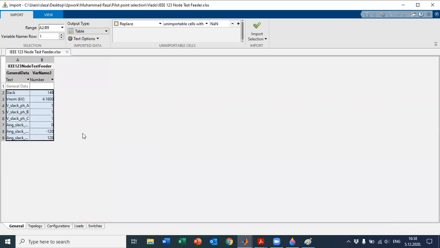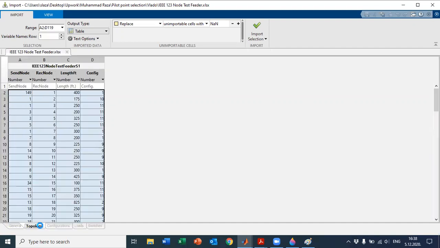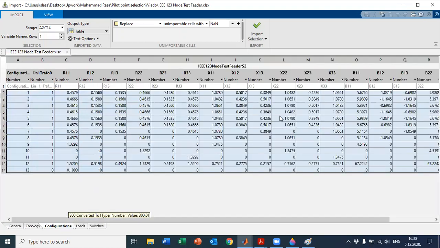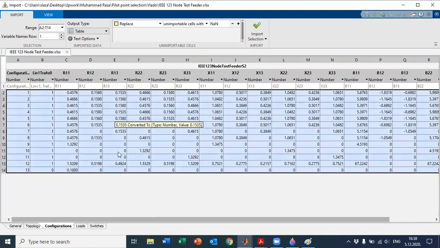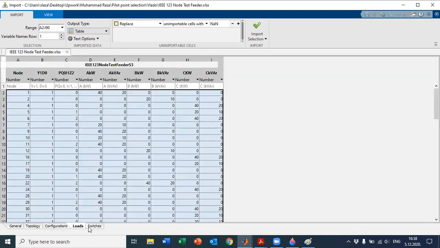So basically, if you want to add another network, what you need to do is to change these matrices. This is the starting node of the branch, this is the ending node of the branch, this is the length of the branch, and this is the configuration. And the configurations are given here. So you need to generate the data in this form in order to use this code again.